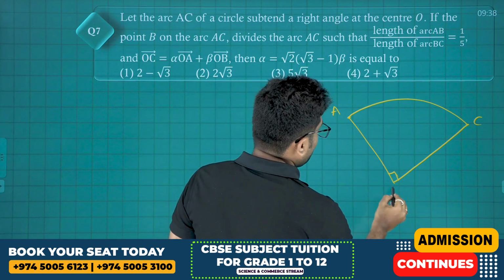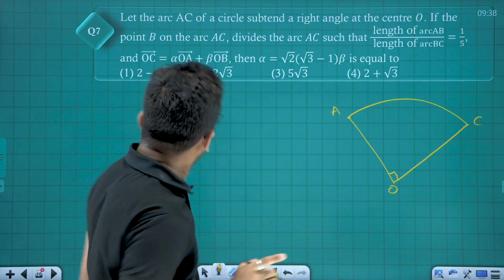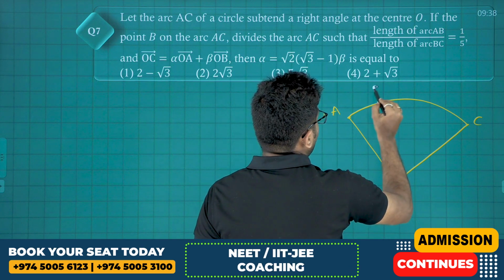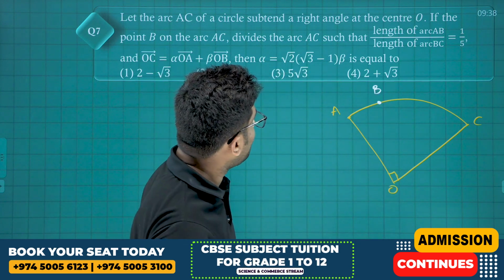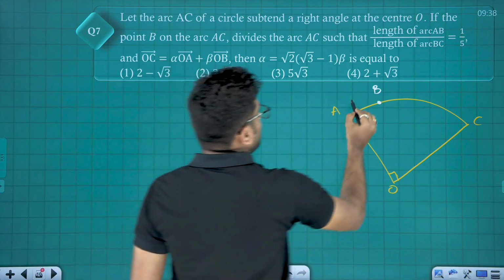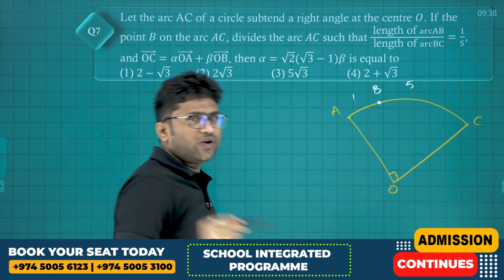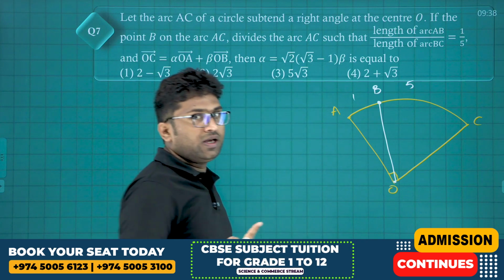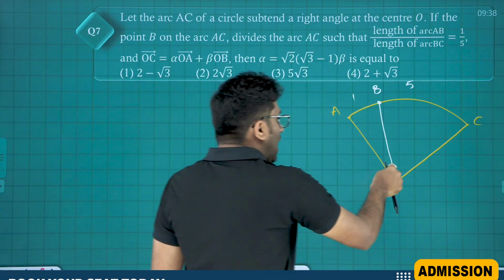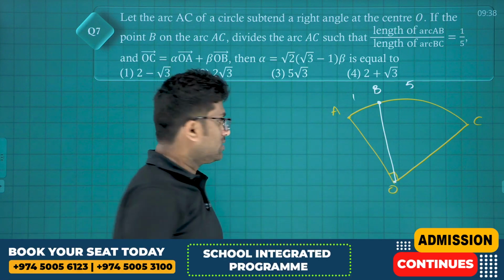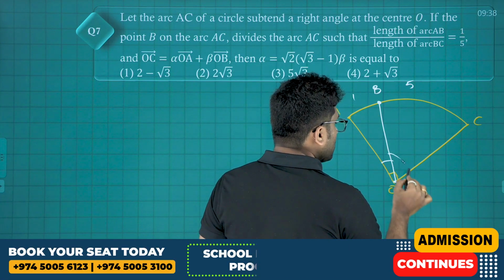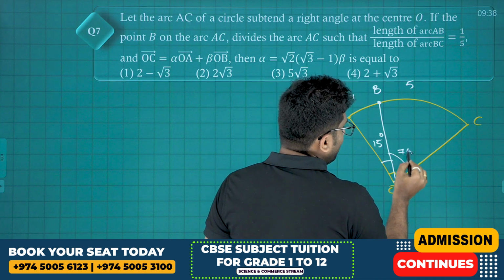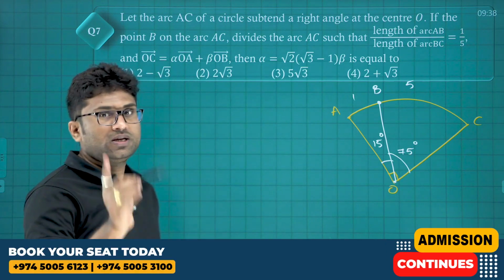Let the center of the circle be O. Okay, they have given that the point B on the arc AC, there is one more point B, divides the length of the arc AB by the length of the arc BC in the ratio 1:5. Now friends, if I join OB, we have a concept that the angle is proportional to the length of the arc, correct? So that means even this angle will also be in this 1:5 ratio. Total 90 degrees, so this will be 15 degrees and this will be 75 degrees.